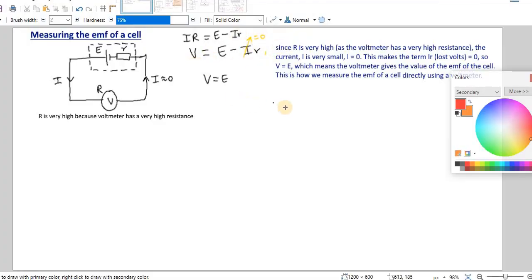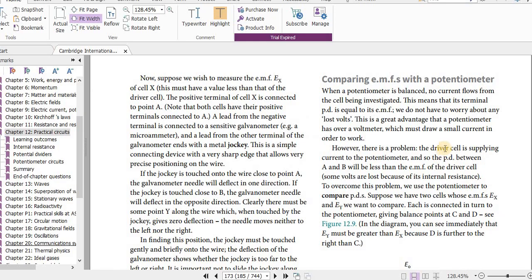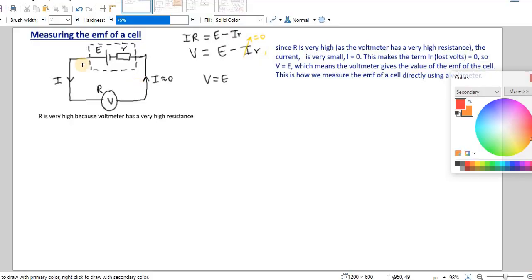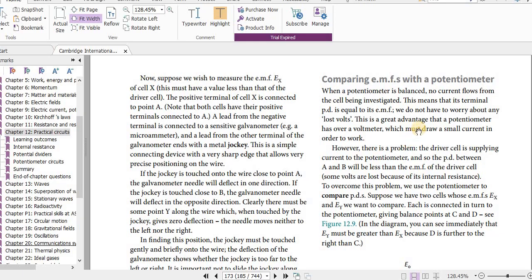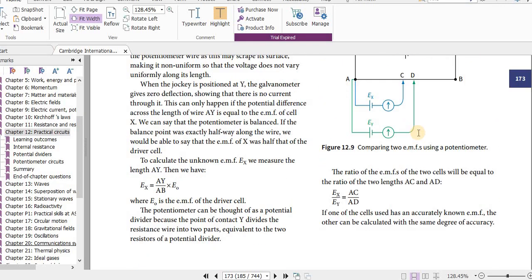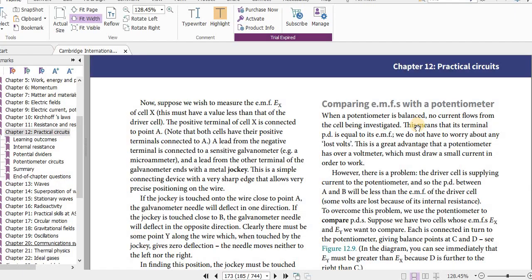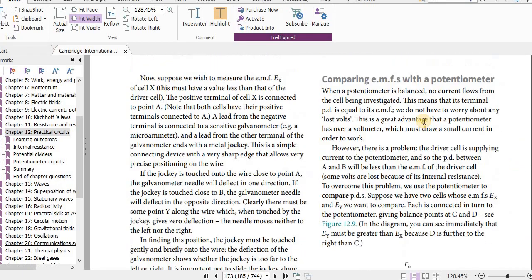With the voltmeter, we can use that method to find the EMF of the cell. We do not have to worry about any lost volts. This is a great advantage that a potentiometer has over a voltmeter, which must draw a small current in order to work. I told you the voltmeter needs a current flow to work, but it's a very small amount. That's why I wrote this as I approximately equal to 0. But in this case, there is no need of any current flowing when we are using the potentiometer to find the EMF or compare EMFs.